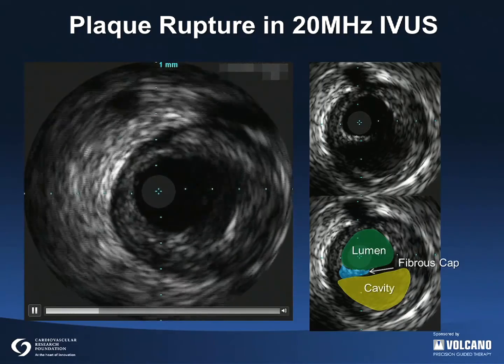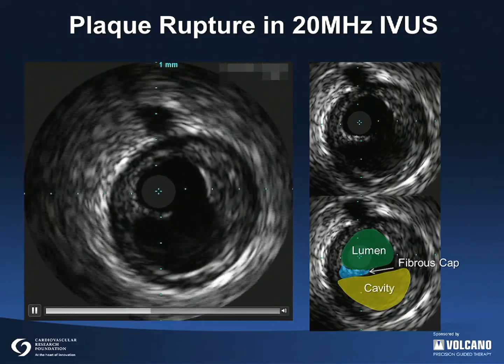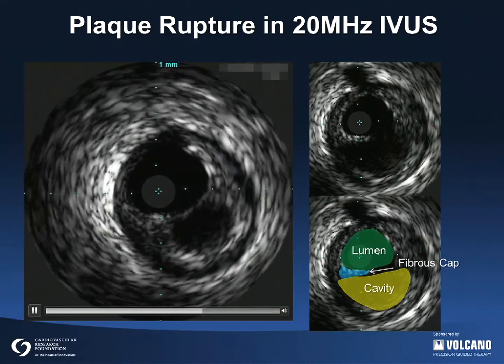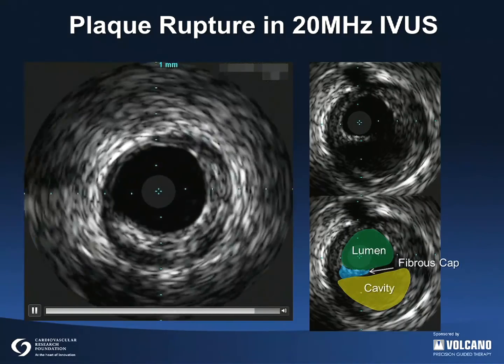Compared to a 45 MHz IVUS, there is less blood speckle, and therefore the cavity is more distinct.